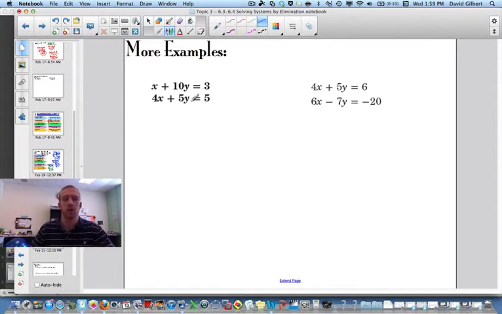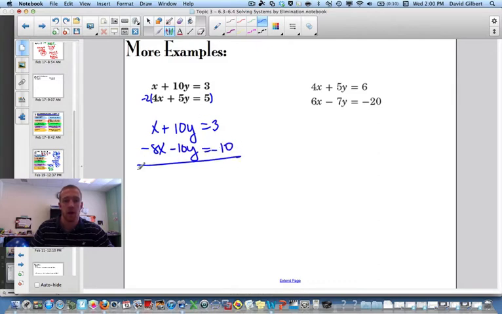Now I could do either one here. I think it's easier just to multiply the bottom by a negative 2, but it doesn't really matter. I could multiply the top by a negative 4 and the x's would cancel. But here I'm going to cancel the y's. So this does not change. Multiplying the bottom gives me negative 8x minus 10y equals negative 10. And now I add the equations.